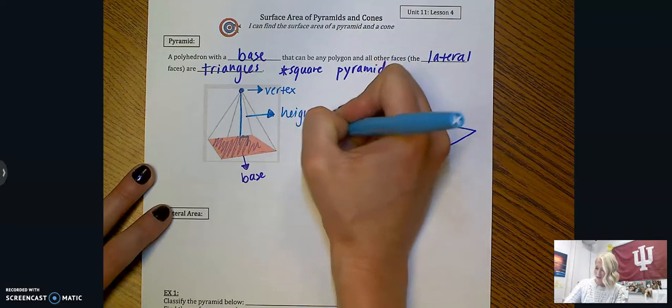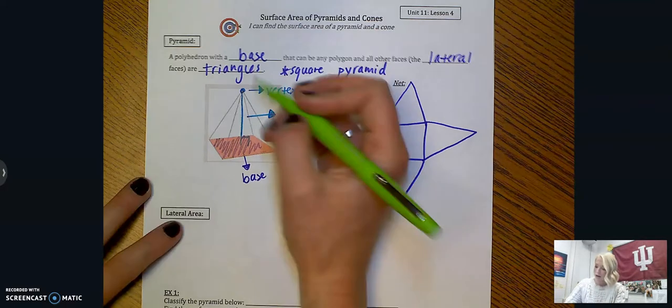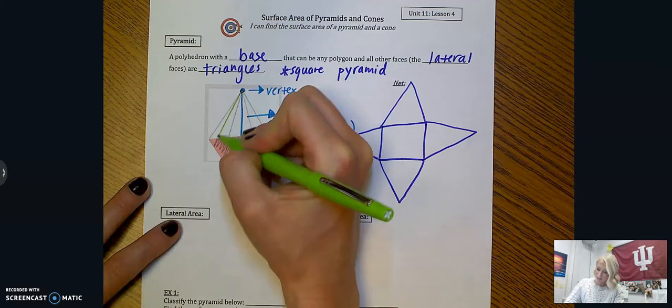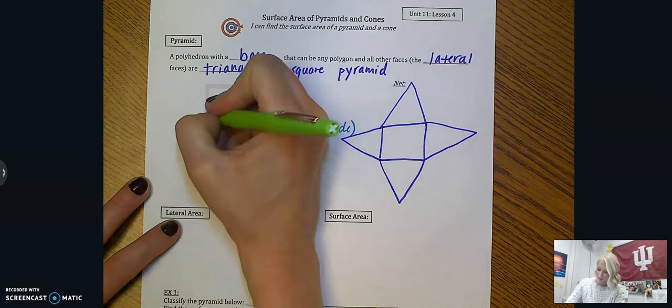Sometimes you'll see them say the altitude. I don't like that, but that's the height. They'll call that H. That's the true height, how tall this pyramid is. To calculate surface area though, we need something called the slant height, and I'll show you why. The slant height starts at the vertex, and it's exactly what it sounds like. It's a slanted height. So it's gonna look something like that.